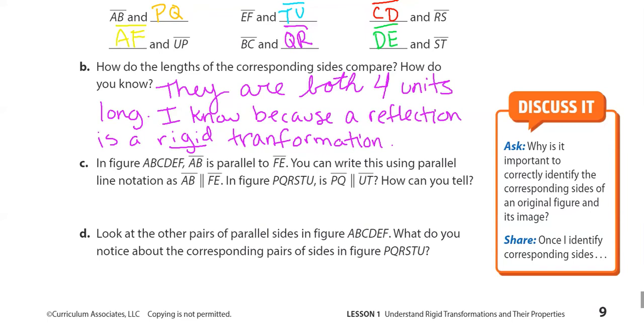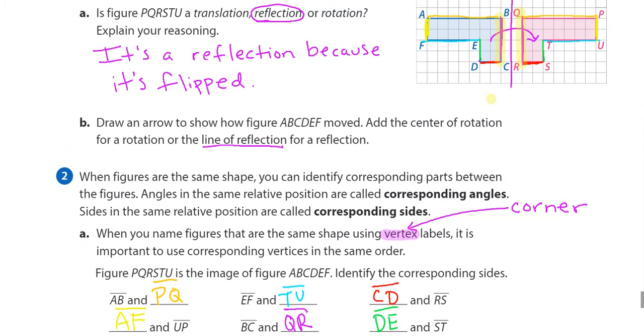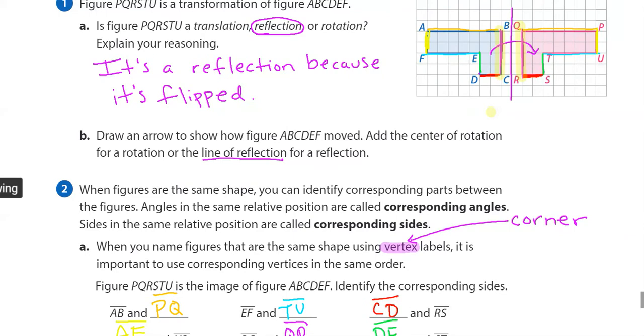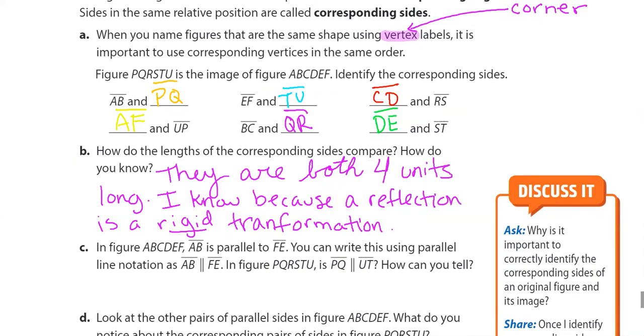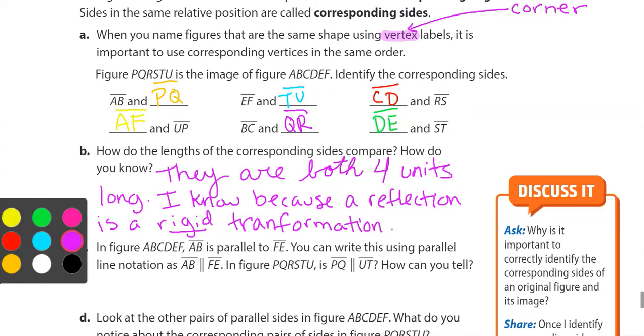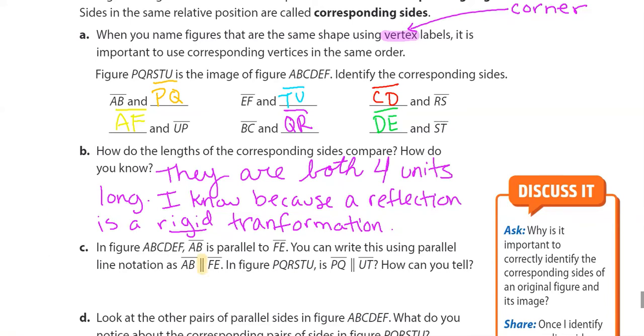Okay, so in the original figure, line AB is parallel to FE. Let's look at that. So we've got AB and FE, this orange one and the blue one, and they're parallel. You can write that using a parallel line notation, which is just 2 little parallel lines. There's the notation for parallel lines.